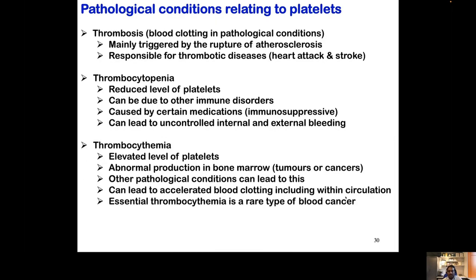So what are the pathological conditions relating to platelets? The first and most important one is thrombosis, which is basically blood clotting in pathological conditions.